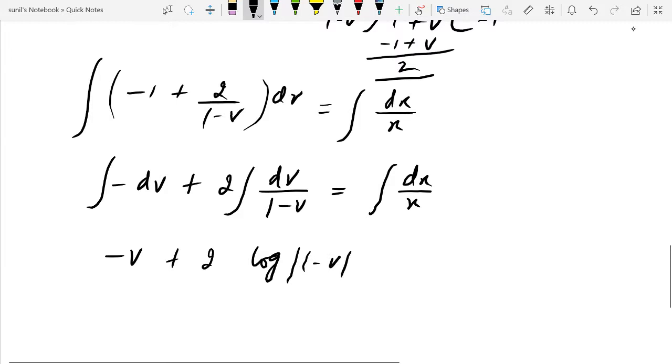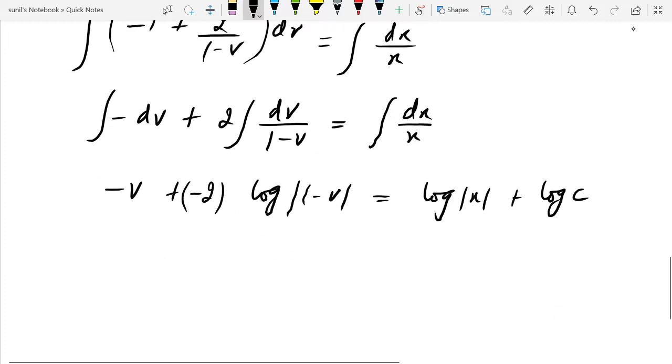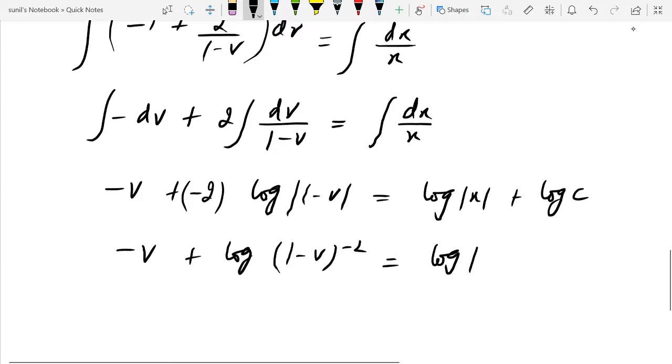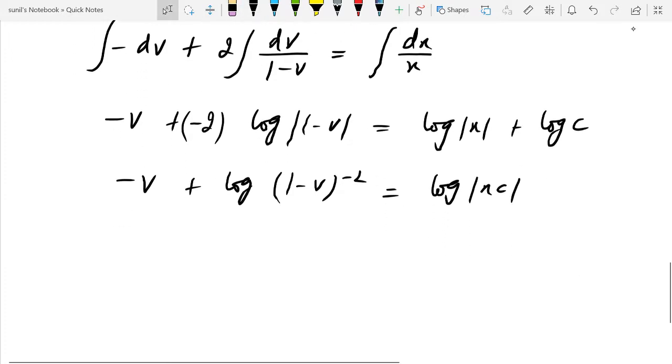Now we can write this as again minus 2. Why? Because the coefficient of v is minus 1. Log x plus log c. We can further simplify it as minus v plus log of 1 minus v raised to power minus 2 equals log mod xc. Now if I bring this term to the left hand side, it will be log mod xc upon 1 minus v raised to power minus 2.